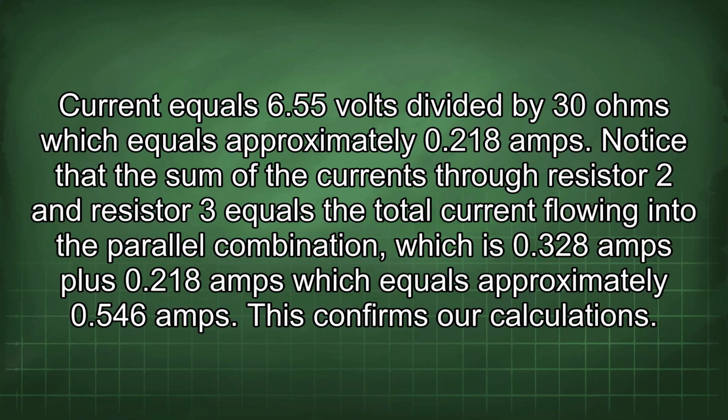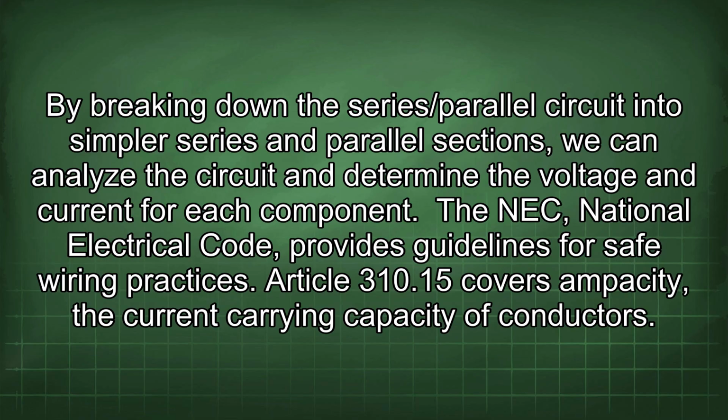Notice that the sum of the currents through resistor 2 and resistor 3 equals the total current flowing into the parallel combination, which is 0.328 amps plus 0.218 amps, which equals approximately 0.546 amps. This confirms our calculations. By breaking down the series/parallel circuit into simpler series and parallel sections, we can analyze the circuit and determine the voltage and current for each component.